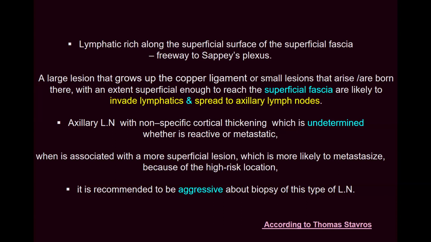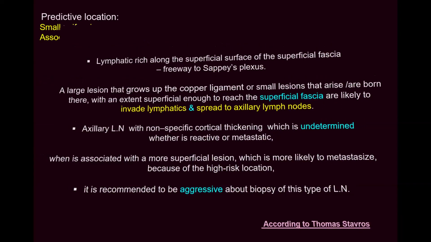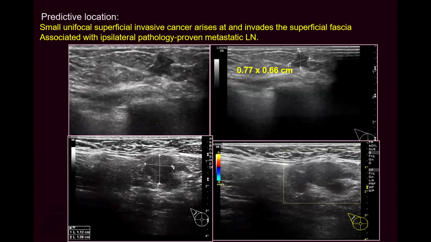If any non-specific or indeterminate lymph node is present in the ipsilateral axilla, we have to biopsy that node, because the lesion is in a predictive location of metastasis, and most likely the lymph node will be metastatic. So we have to be aggressive with the lymph node and put a needle in and biopsy that lymph node. We'll go through some of the examples.